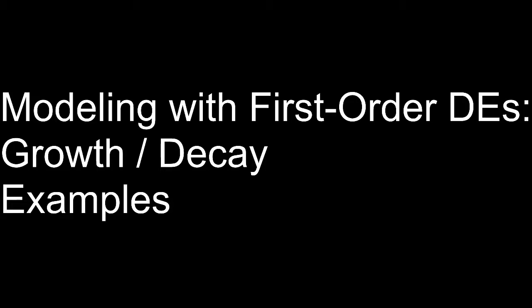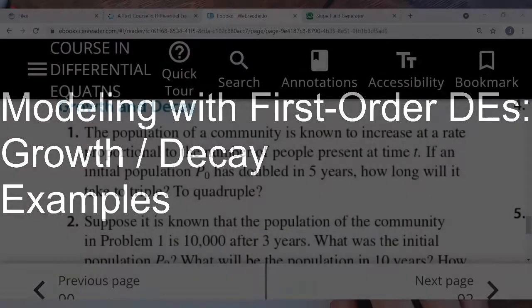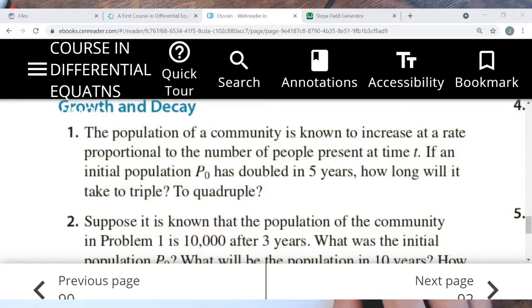Hello everyone. In this video I'm going over a few examples from a particular textbook in which we're going to be modeling a situation with first order differential equations, and these are specifically about population growth, or you might also see radioactive decay problems, but for the most part my examples have to do with population growth. So let's take a look. I didn't write them out this time, I just brought them up on the screen here.